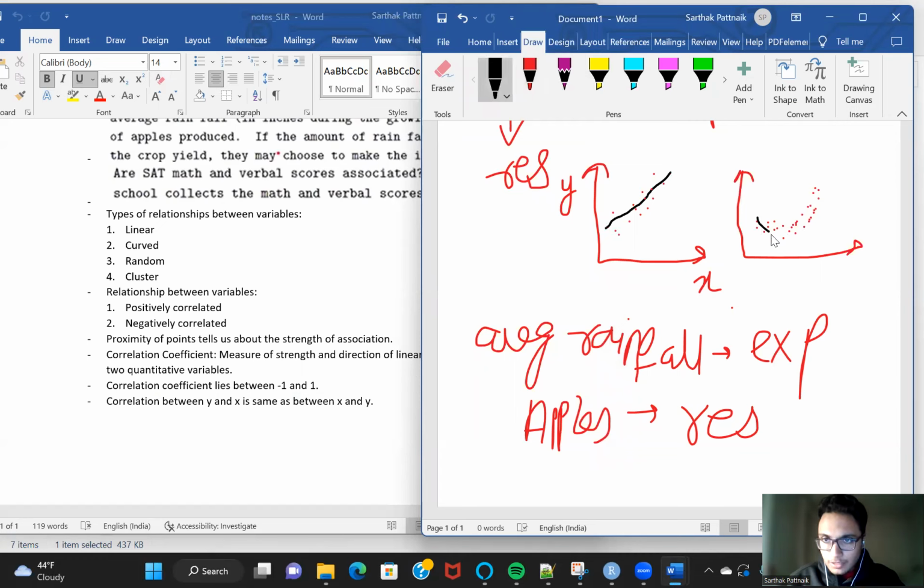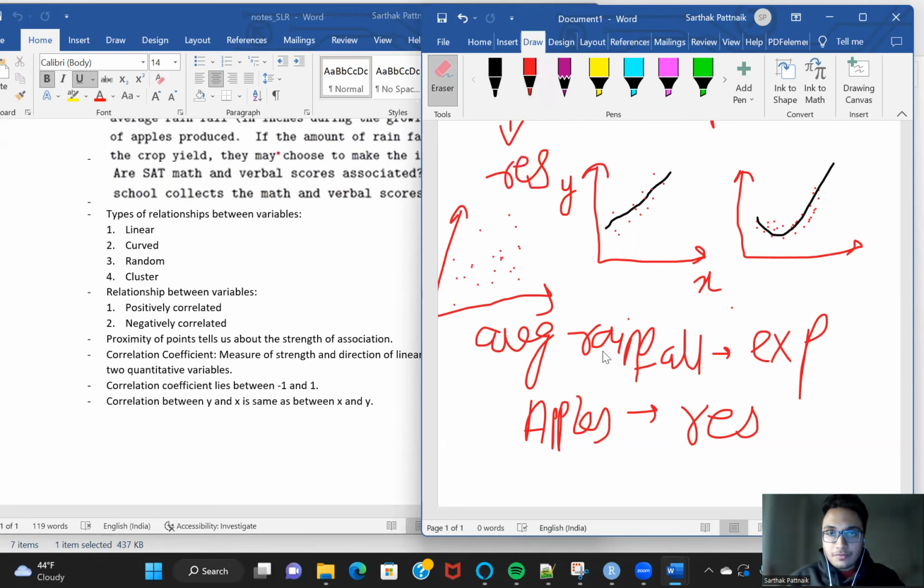Somewhat like this. It's going to be a curved line that can represent the distribution of points. Similarly, for random, your points are going to be randomly arranged. And you cannot find a perfect polynomial that can accurately represent these points in space.